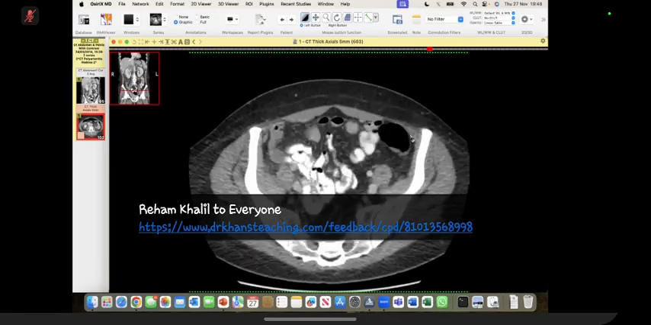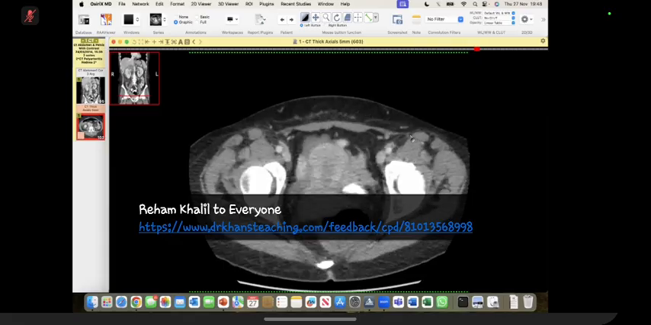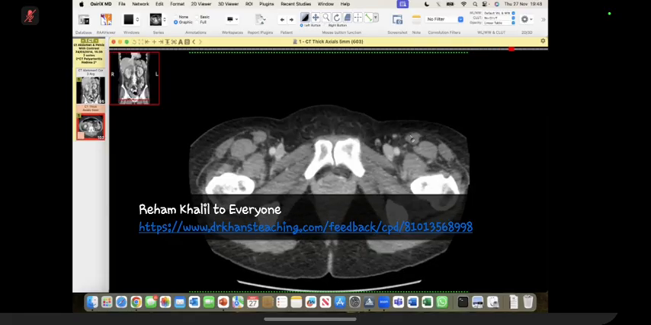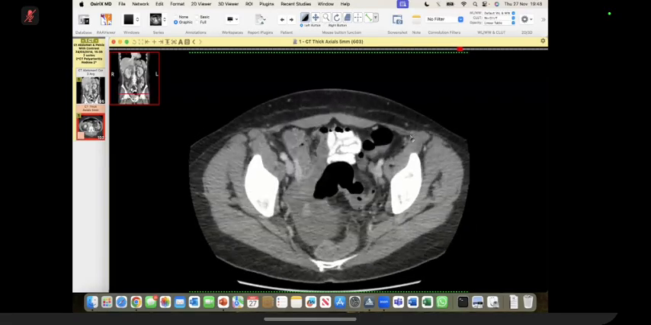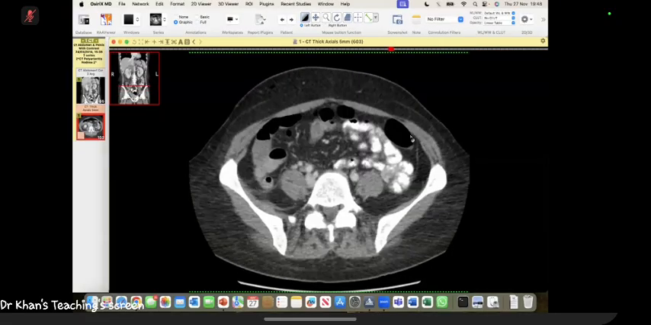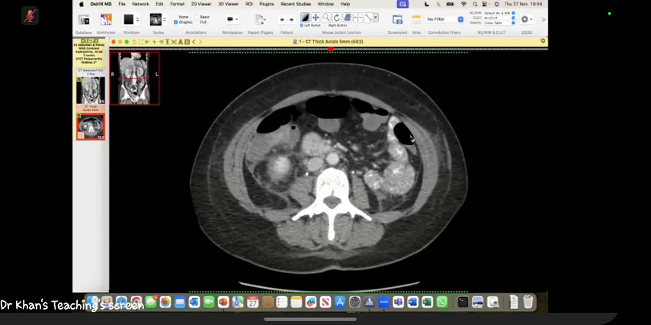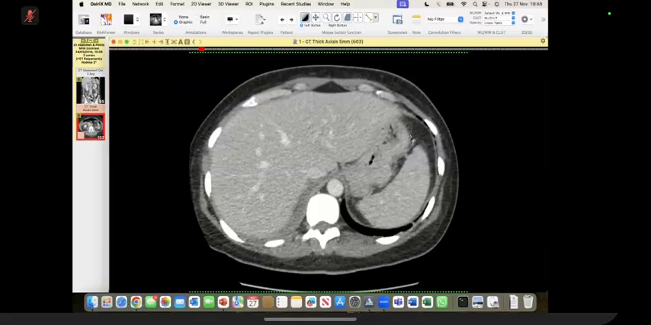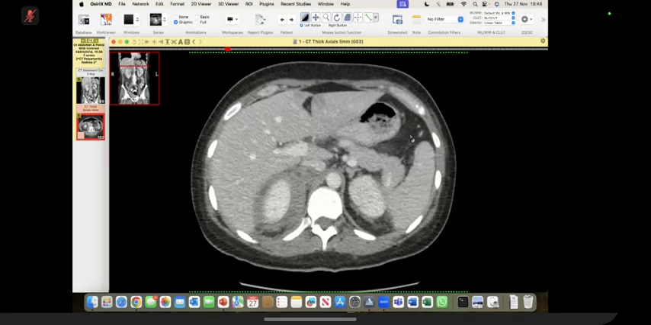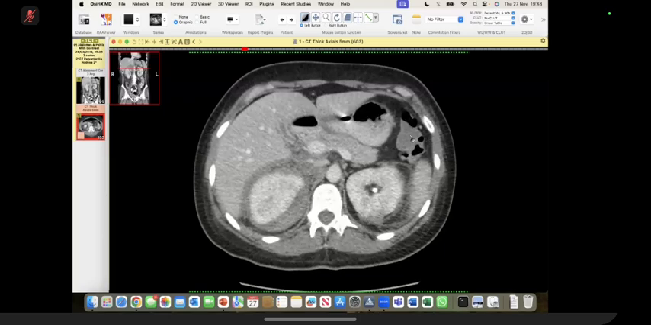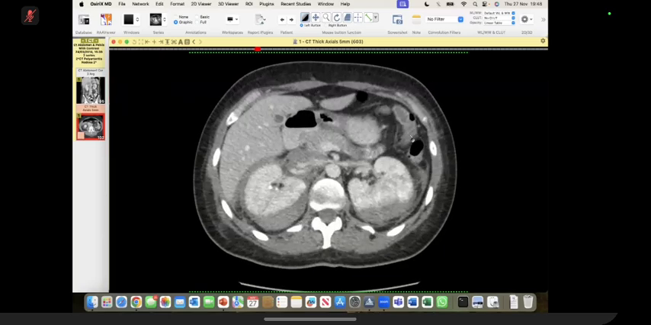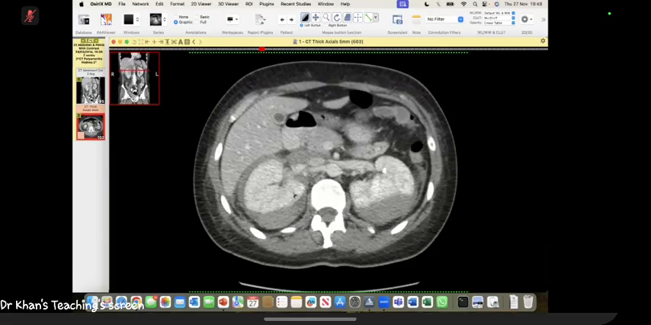Okay, the patient has presented with hematuria, and I would quickly come back to the site of interest. I can see that there are subcapsular collections noted along the bilateral kidneys, and these are hyperdense subcapsular collections.